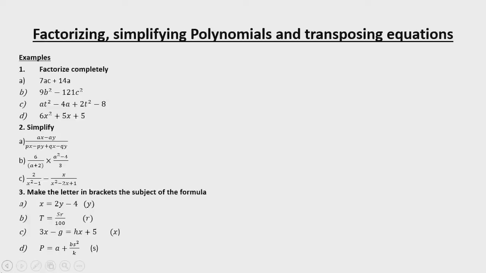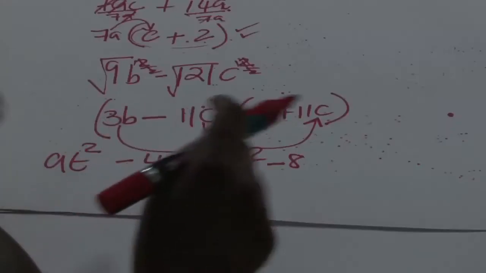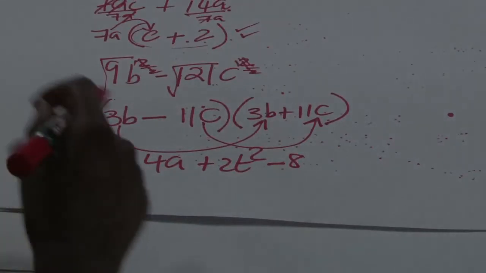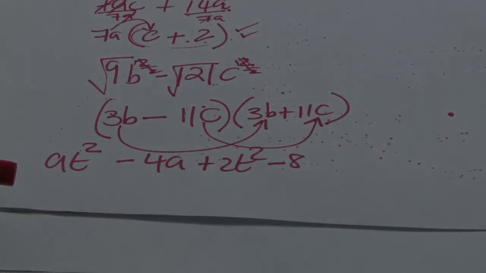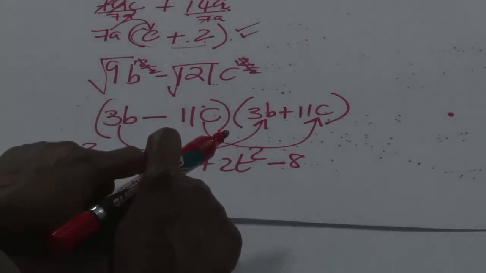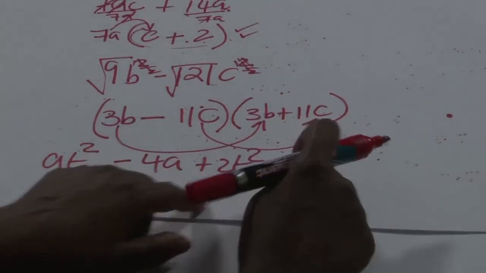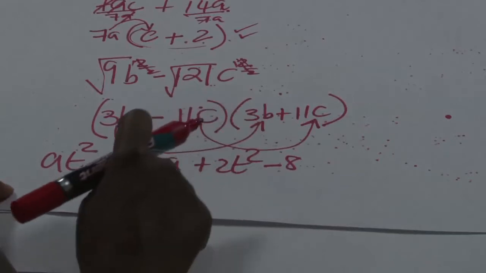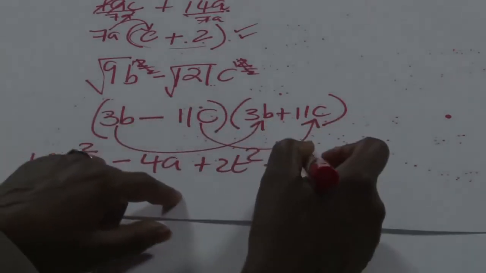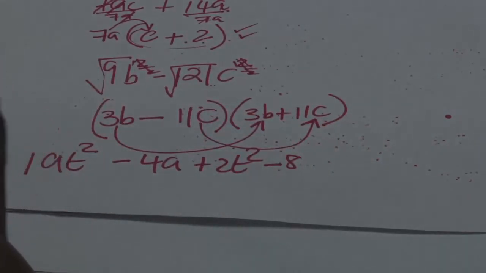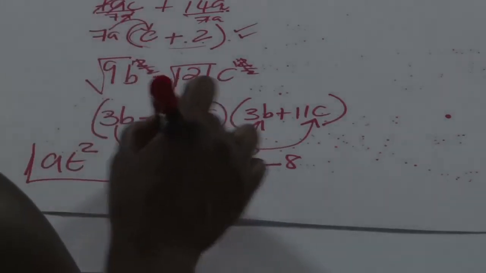Then the next one, we are having 8t squared minus 4a plus 2t squared minus 8. How do we factorize this one? Check if you are having a common factor. 8t squared, 4a, 2t squared, we don't have a common factor there. Not at all. We don't have common factors of numbers, we don't have common factors of letters. So then we cannot factorize by common factor, but we can factorize it by grouping.